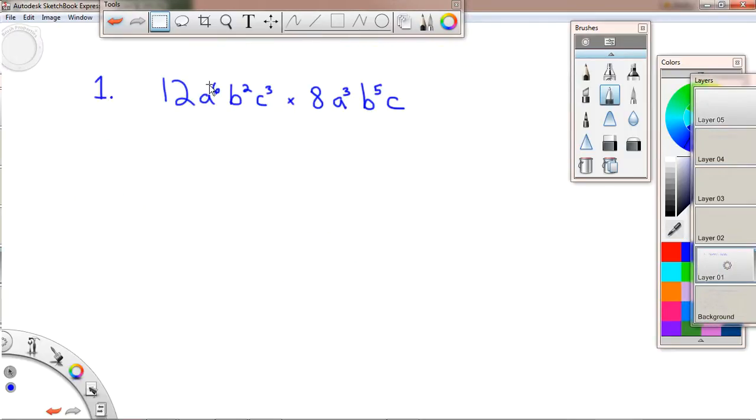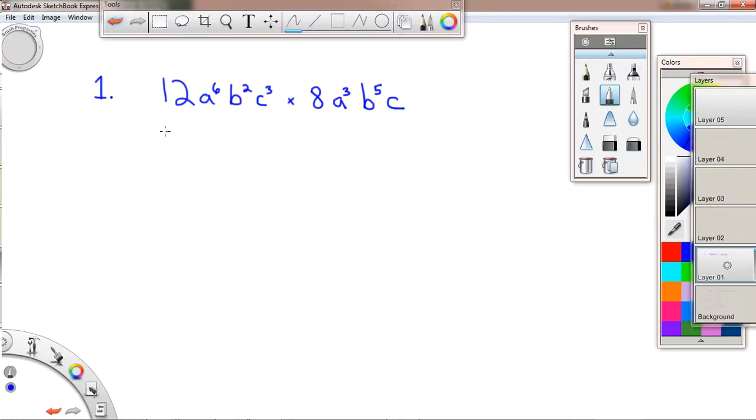All right, so what we've got here is a big nasty product on the left multiplied by another big nasty product on the right. What we've got to do is break this down. I'm going to multiply the 12 and the 8 together, the A and the A together, the B and the B together, the C and the C. Basically we're going to take things that have common bases and multiply them together.